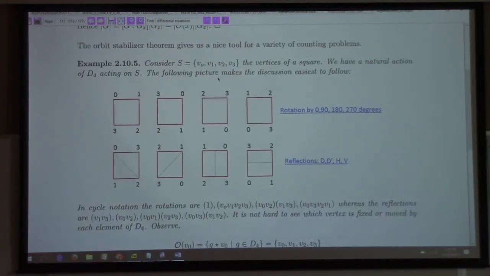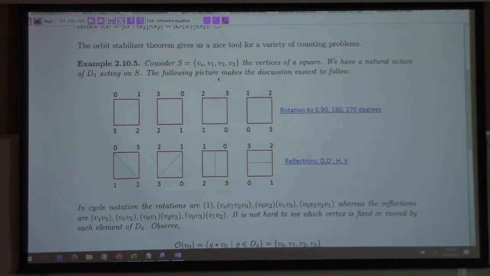Anyway, so set of vertices of the square. So you can think about a group acting on those. So there's a natural action of D4 acting on S, right? D4, the dihedral group. And how does the dihedral group act on the vertices of the square? Just by the natural geometry, right?